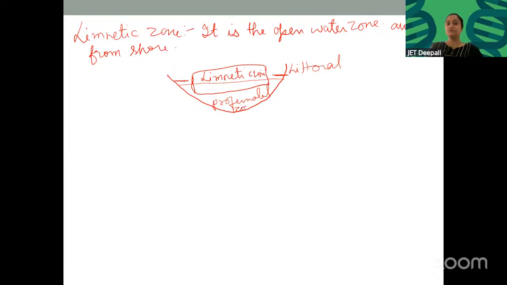So the limnetic zone is the open water zone away from shore, and it extends up to the effective light penetration level. Effective light penetration means light actually reaches up to this level. So it extends up to effective light penetration.